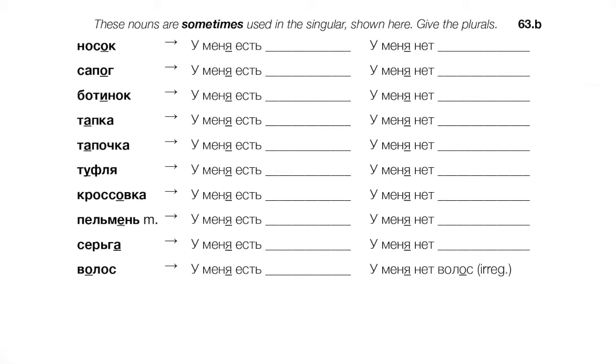Okay, so носок means a sock. I have socks. У меня есть носки. I don't have socks. У меня нет носков. Сапог, a boot. У меня есть сапоги. I have boots. I don't have boots. У меня нет сапогов. That's an end-stressed noun. Ботинок, so a shoe, right? That's something more boot-like than some type of dress shoe. У меня есть ботинки. У меня нет ботинков.